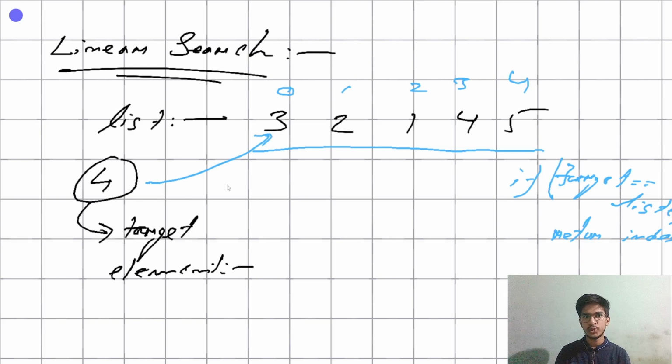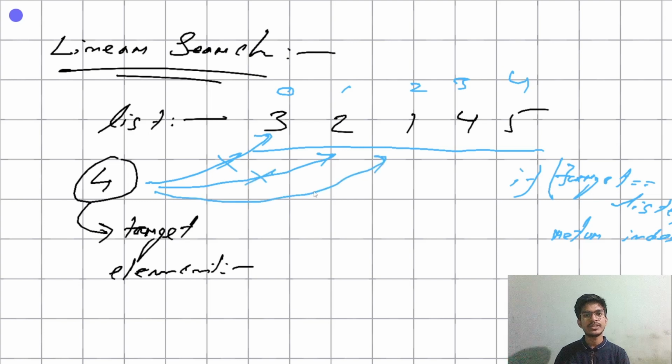Suppose it searches for it and says, okay, is it equal? No, so it will go to the next index. It will check the next index. So it will say if 4 is equal to 2, it will say no. 4 is not equal to 2, then it will again go to the next index.